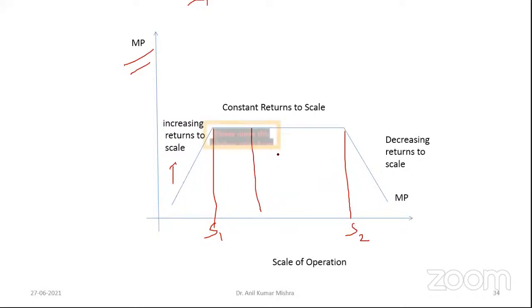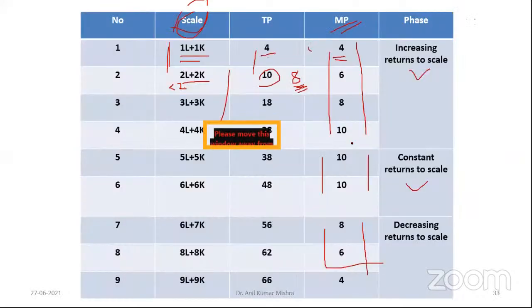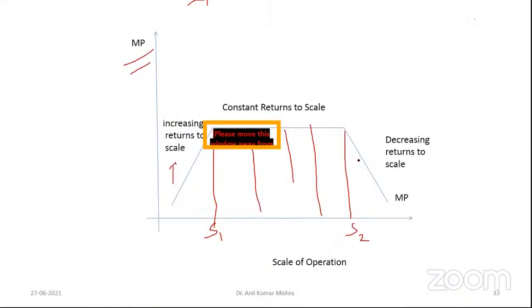In each and every phase, you can find the constant. This is the same constant amount of output. Going back to the table, it is 10. Everywhere it is 10. Mark it here, it's 10. Initially it increases, but right now it is 10. Thereafter, after the scale of operation S2, marginal productivity falls. Therefore, it is called the law of diminishing returns. It is called the constant return to scale. It is called the increasing return to scale.